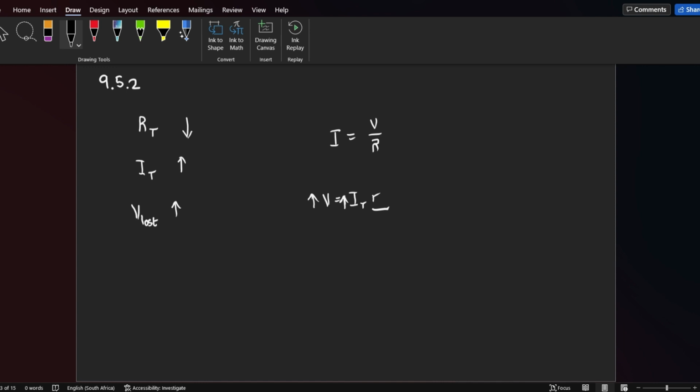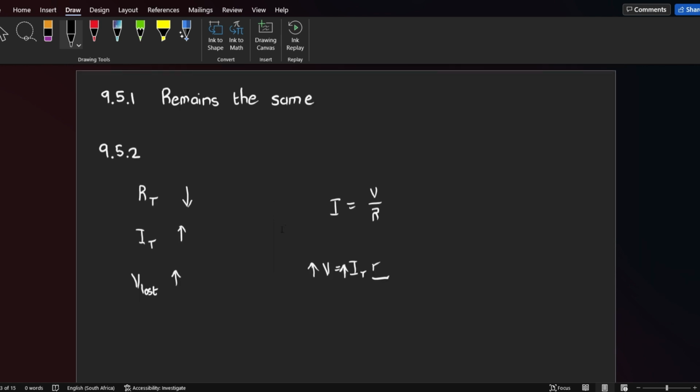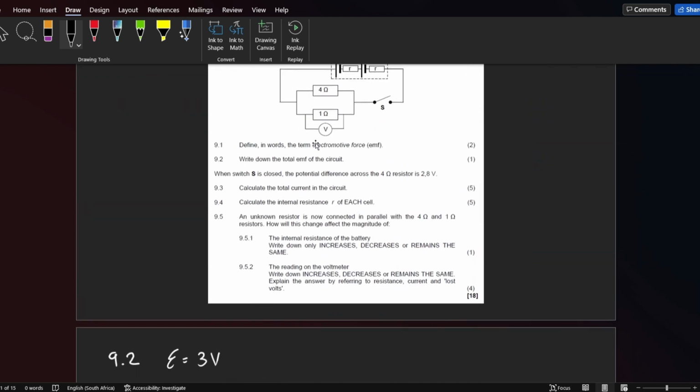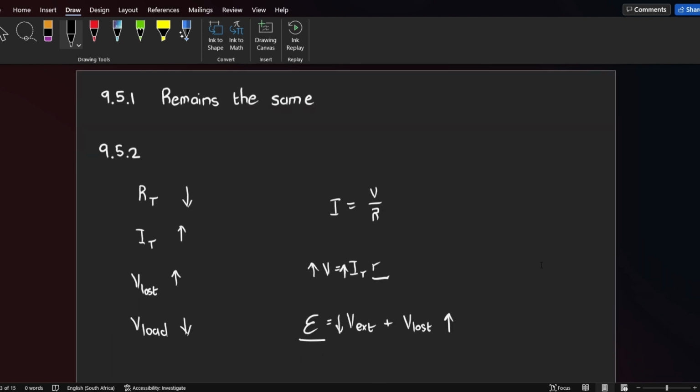And if your lost volts increase, then the voltage in your external circuit, or your V load as it is referred to, so V load or V external, that will decrease. Why? Because EMF is equal to V external or V load plus V lost or V internal. And we said V lost increases and your EMF is constant. Therefore, to maintain this constant EMF, your V external or your V load must decrease. So the voltage across the parallel component is measuring your V external. Therefore, the reading on your voltmeter will decrease. So your answer for that one is decreases.